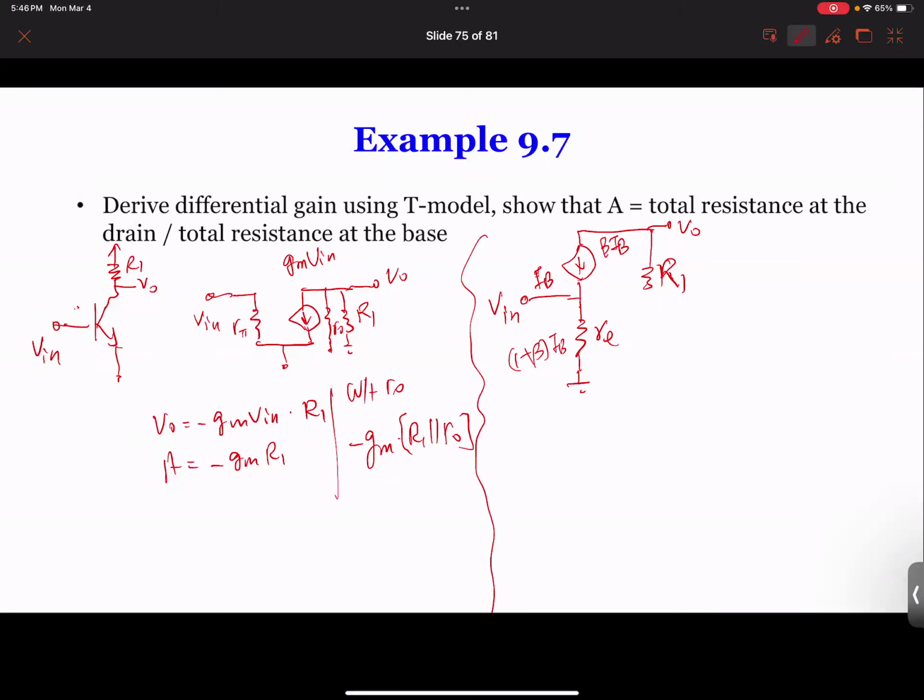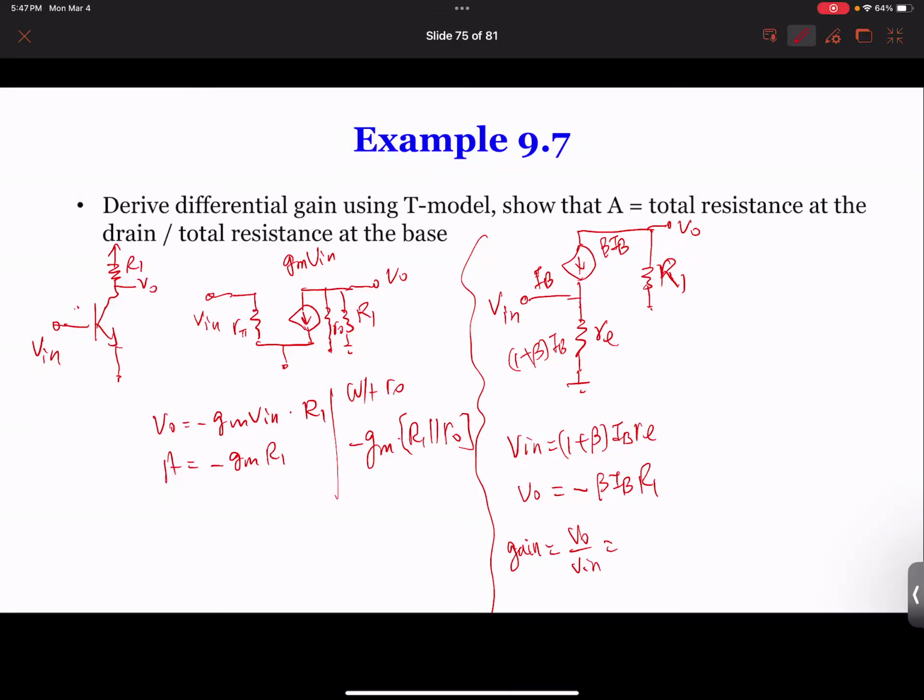So let's do it this way. Now we have V in equal to 1 plus beta times IB times RE. And how much is VO? Can you guys tell me? So VO apparently is minus beta times IB times R1. So now we can have the gain equal to VO divided by V in.